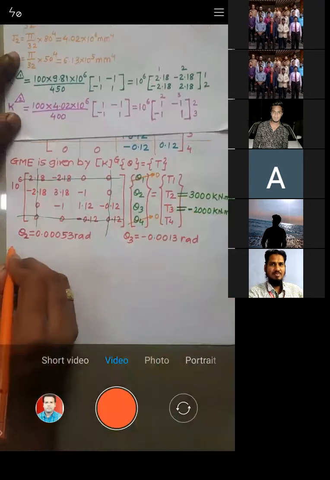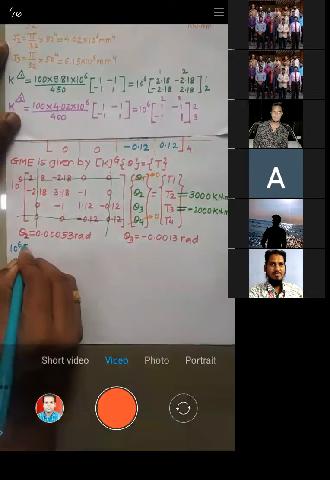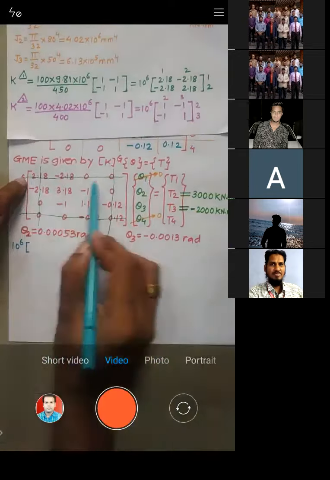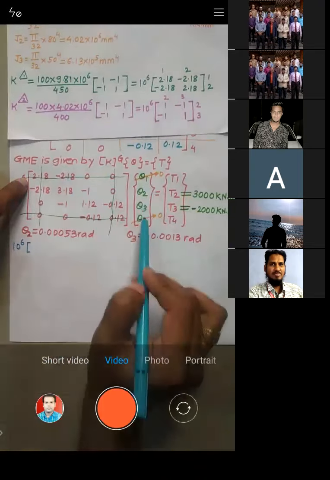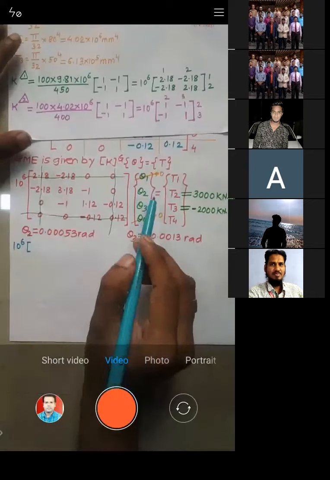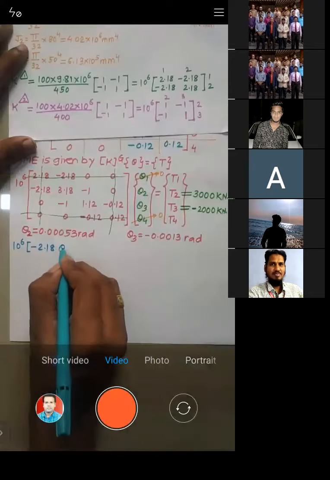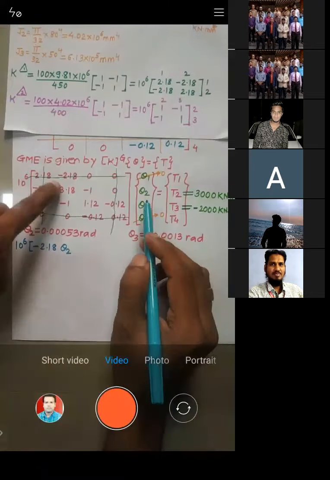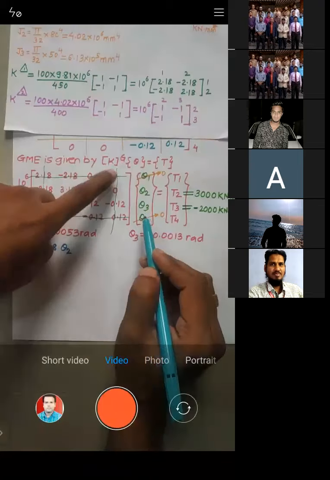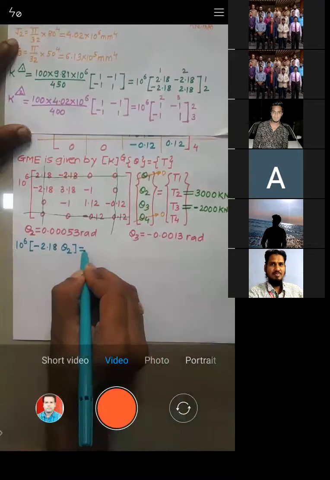So I'll just take 10 raised to power 6 outside. Now this into this, right? First row and this column. So this into this is 0. Minus 2.18 into theta 2, so minus 2.18 theta 2. Now this 0 into theta 3 is again 0, and 0 into theta 4 is again 0. Is equal to T1.